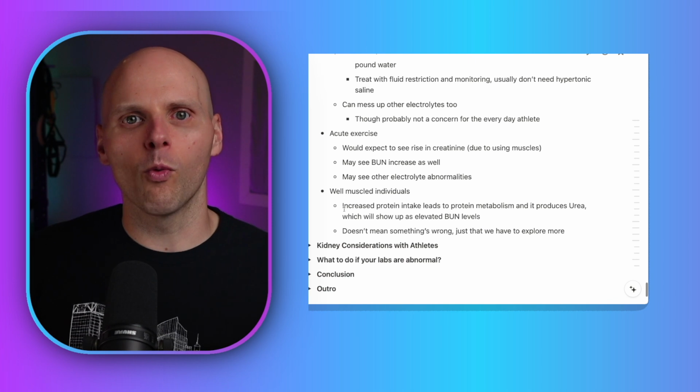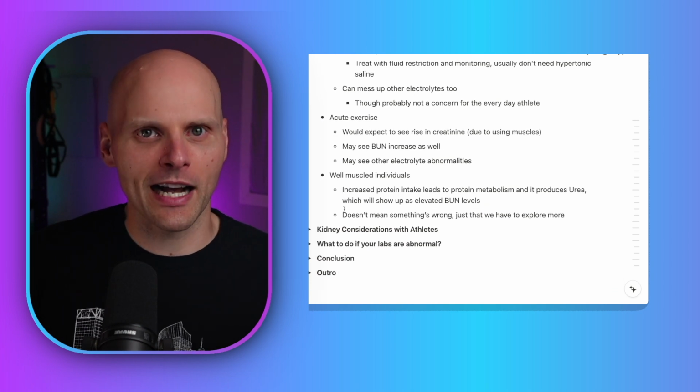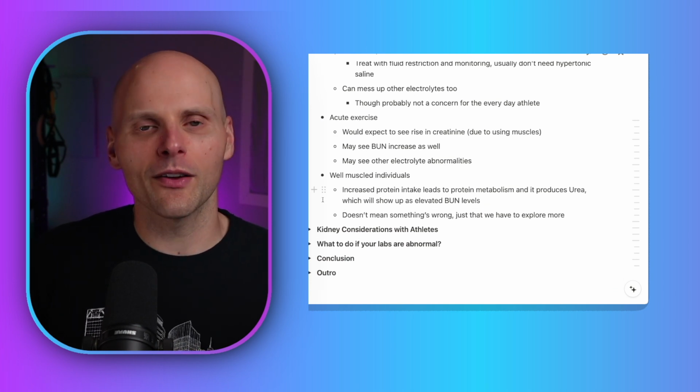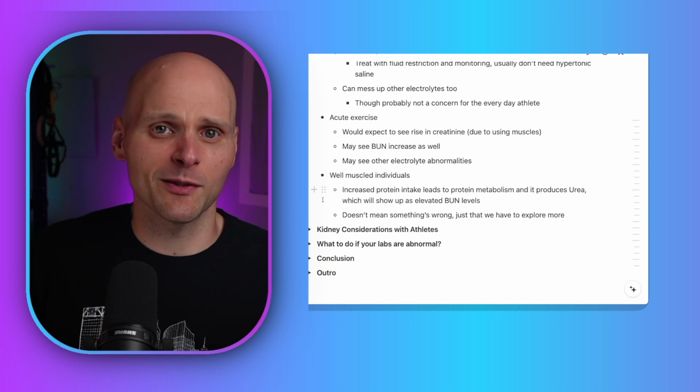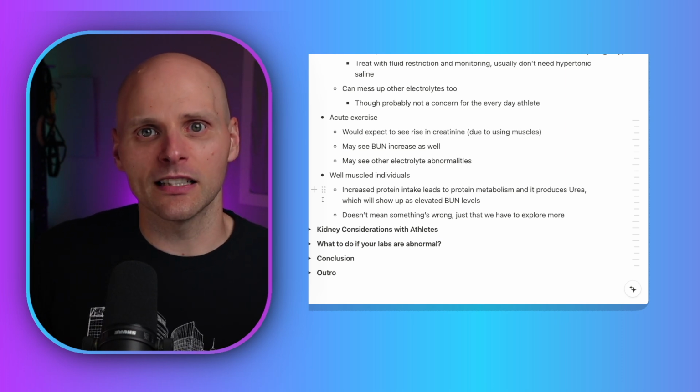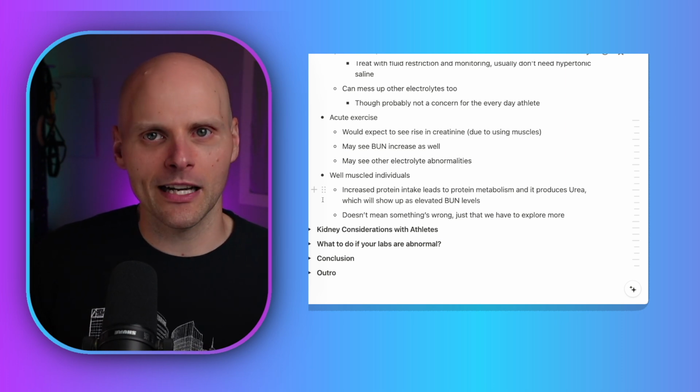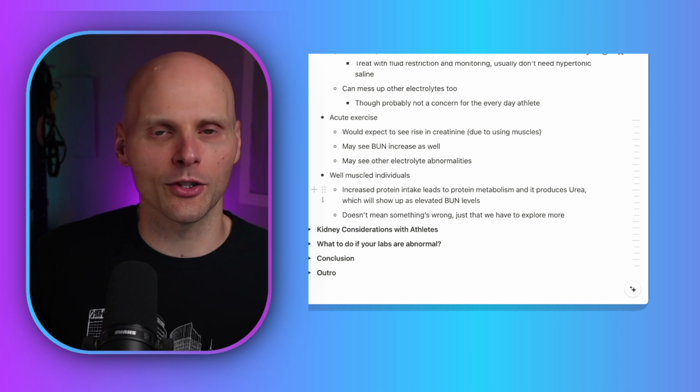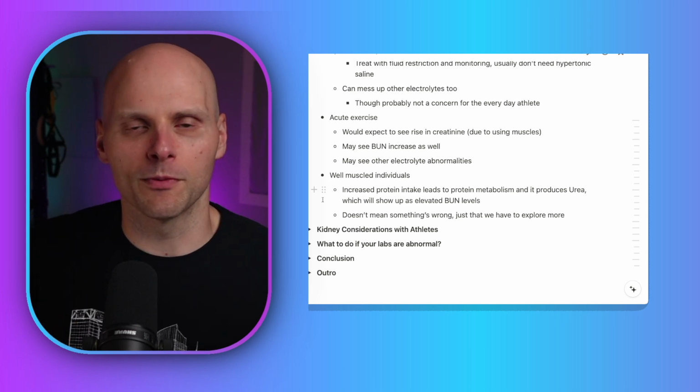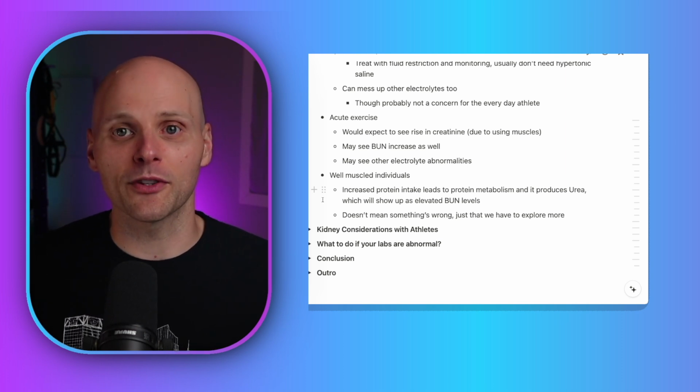Now I want to talk about well-muscled individuals. So people who are jacked, what's going on here? Well, if they have increased muscle or they're consuming lots of protein, increased protein intake leads to protein metabolism breakdown, and it produces urea, or the BUN, and it'll show up as elevated BUN. So it doesn't mean that something's necessarily wrong, just that we have to explore more.